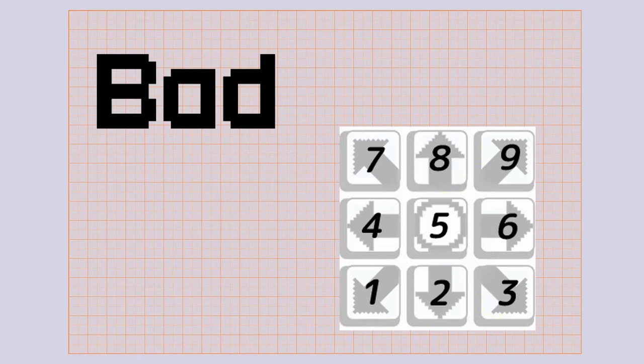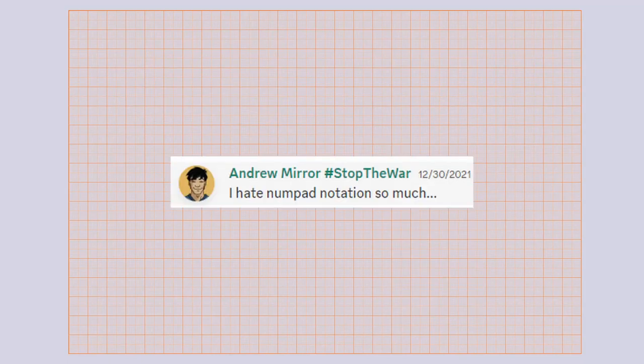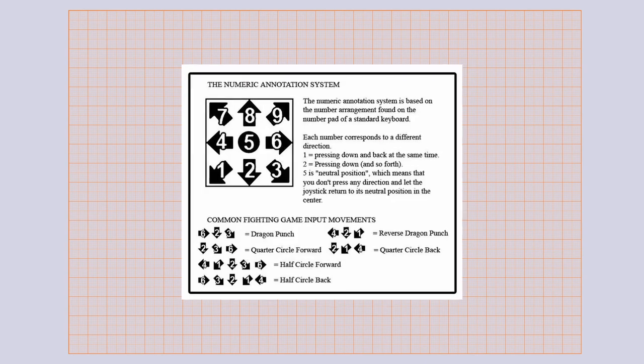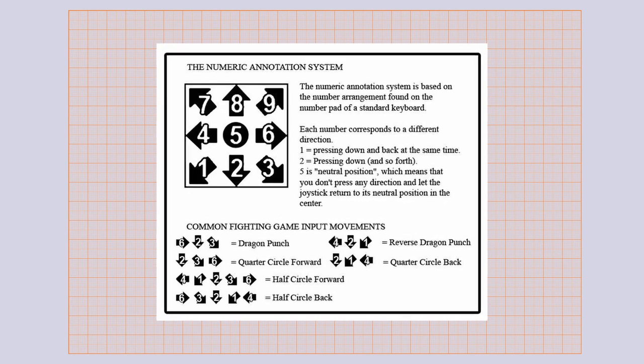Numpad notation is bad. I've heard this talk multiple times, but never on video. It's time to finally put my thoughts on the Numpad notation out in the world where I can actually link them. For starters, what are those?